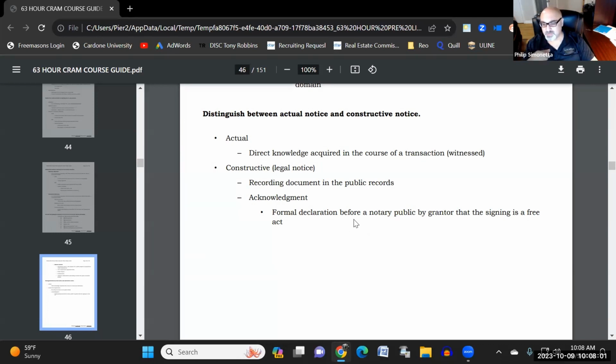And then there's an acknowledgement, okay? A formal declaration before a notary public by a grantor that the signing is a free act. No one was forced. So when you sign a deed, there's two witnesses and the seller. And the notary is notarizing it, saying that there was no ill will, there was nothing out of the ordinary. There was no forced sale, right?